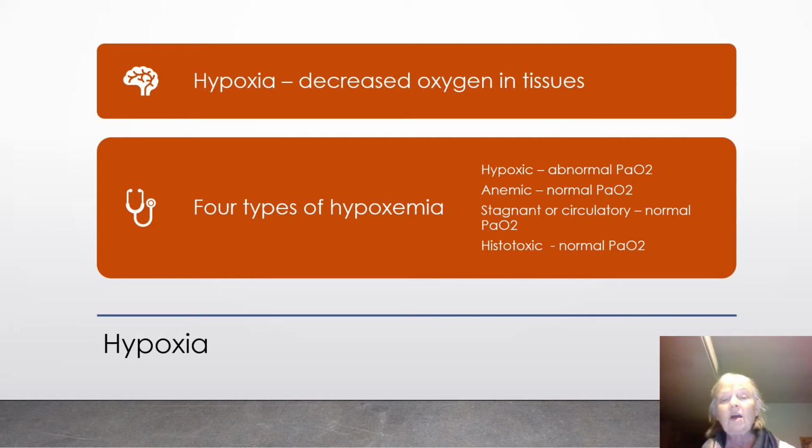Anemic, that's a loss of your red blood cells. You have a normal PaO2, okay? Stagnant or circulatory, we see that. You also have a normal PaO2. And histotoxic. And we're going to talk about some of the causes of these, but these 3 all have a normal PaO2. The only one that has the abnormal PaO2 is hypoxic hypoxia.